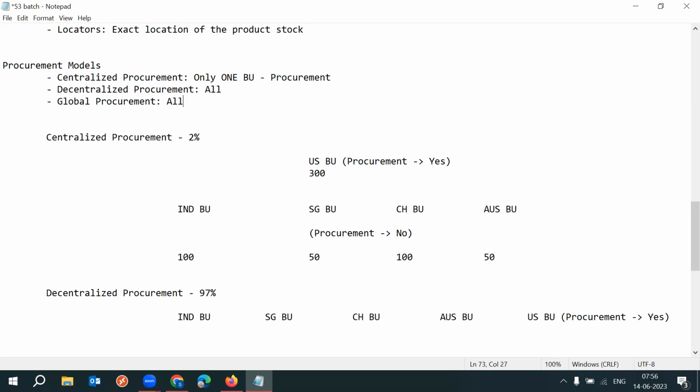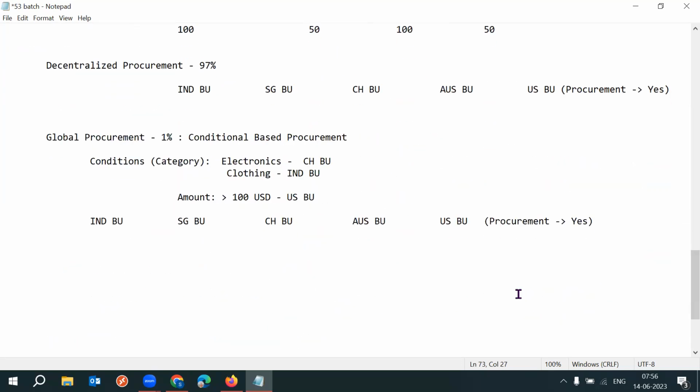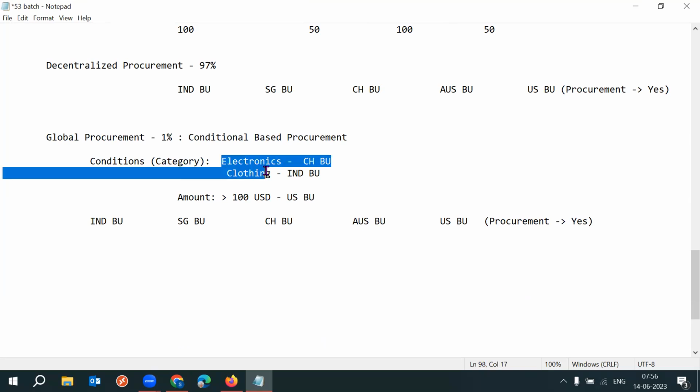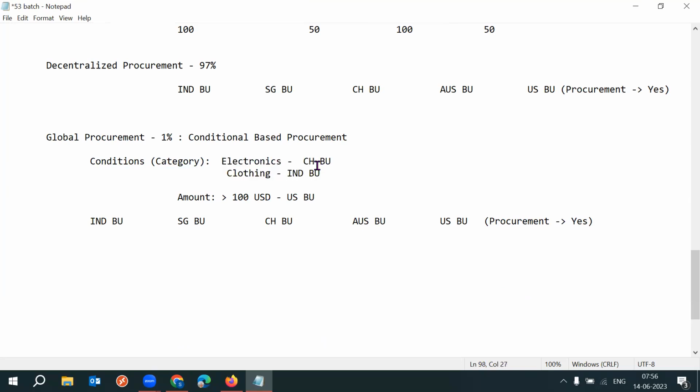Actually all, but if you create conditions, according to the conditions it will pick up the procurement BU. For example, for electronics and clothing, these two conditions, you are saying that the procurement BU handles them. But for categories other than electronics and clothing, they should order by themselves.